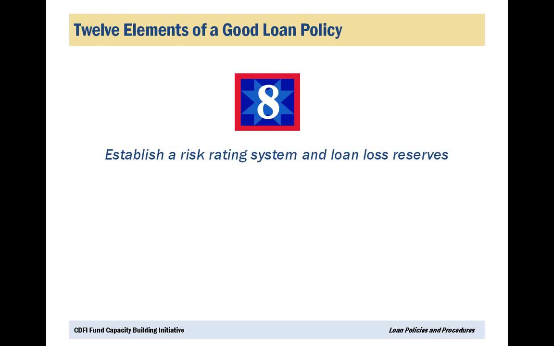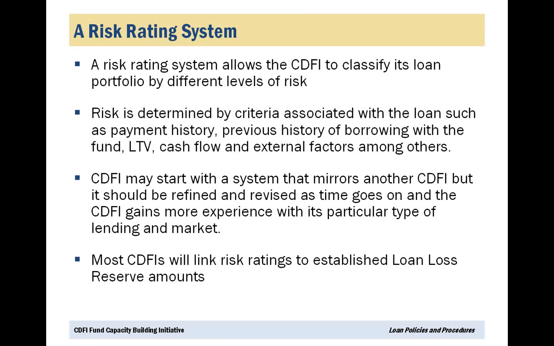All right, element 8. And again, the questions are coming, and we like that, so I want to encourage you to keep typing in those questions. Element 8, establish a risk rating system and loan loss reserves. So a risk rating system allows a CDFI to classify its loan portfolio by different levels of risk. Risk is determined by criteria associated with the loan, such as payment history, previous history of borrowing with that fund, loan to value, cash flow, and external factors, among others.